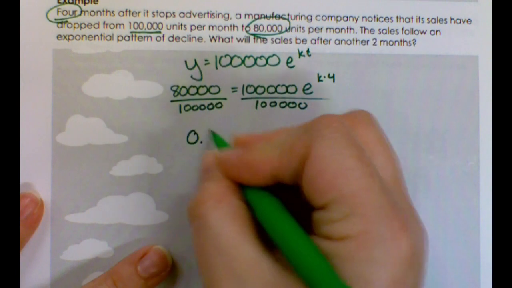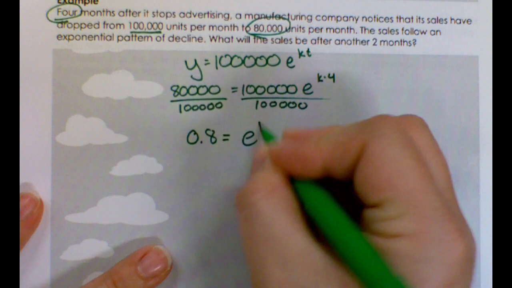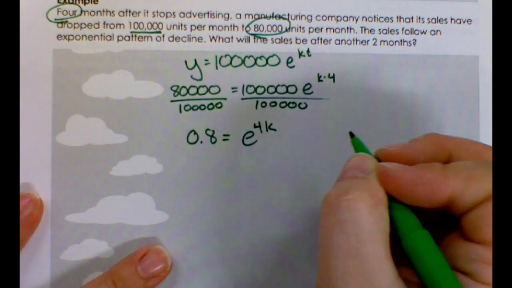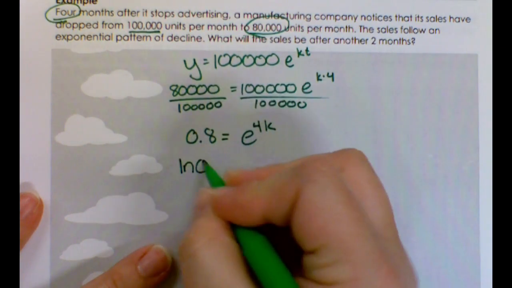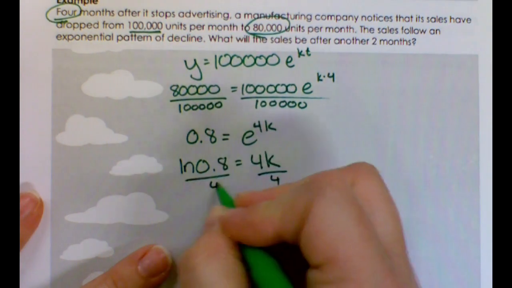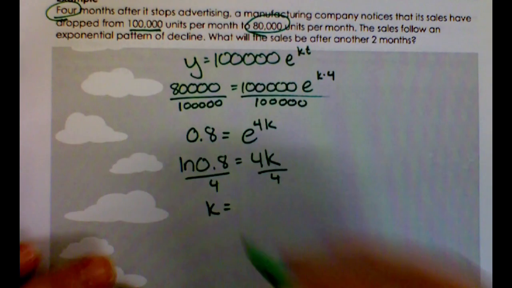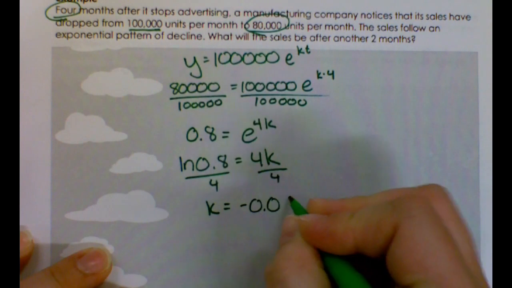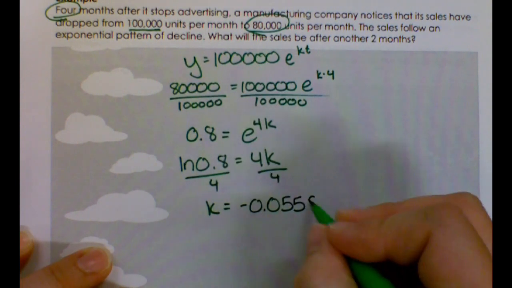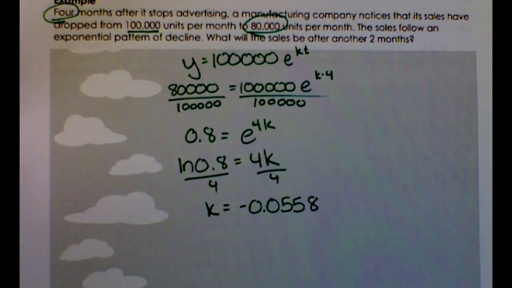I get 0.8 equals e to the 4k power. Take the natural log and divide by 4. We find that k is the natural log of 0.8 divided by 4, negative 0.0558 when I round. Now, I want to know the sales after another 2 months.